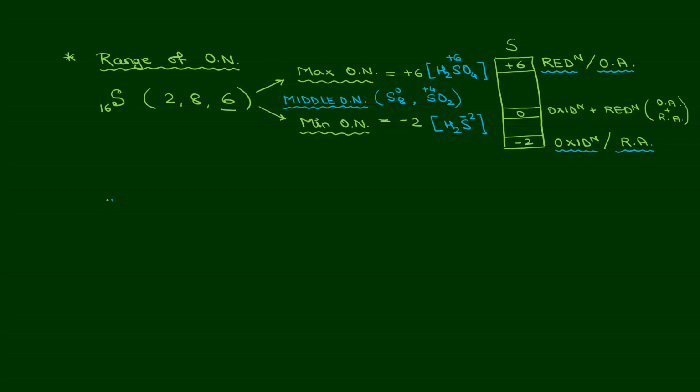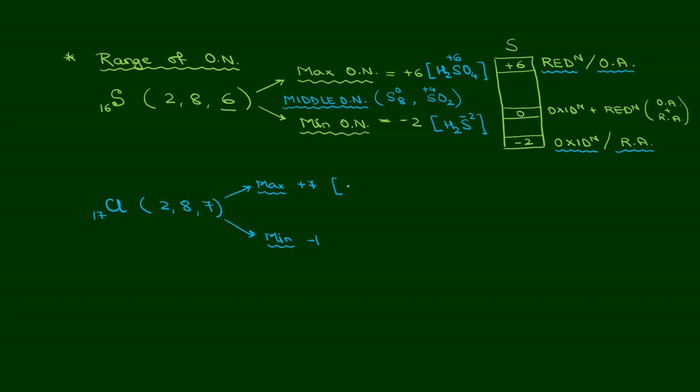Okay. Now, a similar concept if I apply for chlorine, atomic number 17, the next element after sulfur. So configuration would be 2, 8, 7. And just by looking at 7, tell me the max and the min. Maximum is +7 and minimum is -1. And the middle can be between -1 to +7.